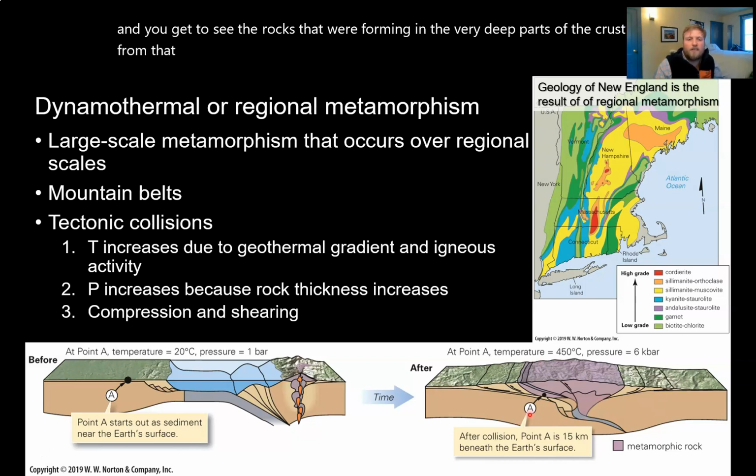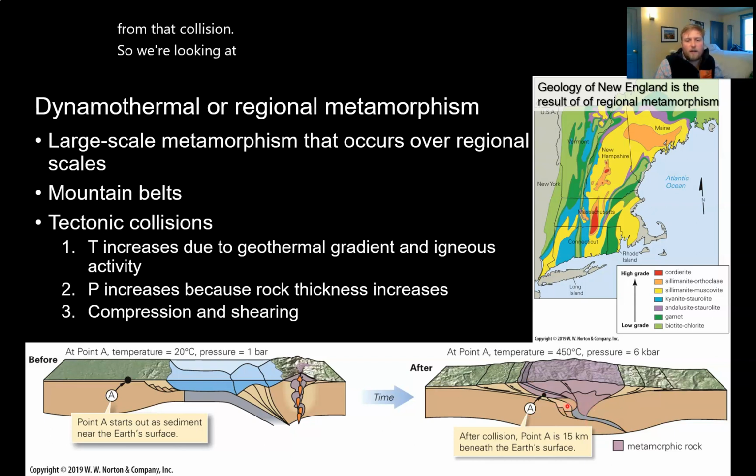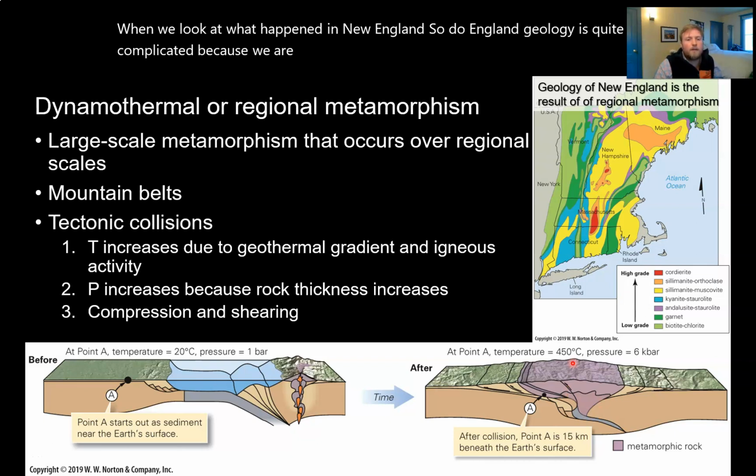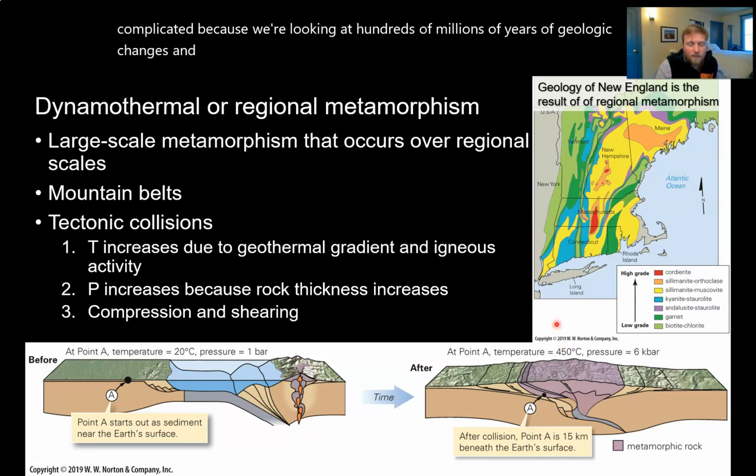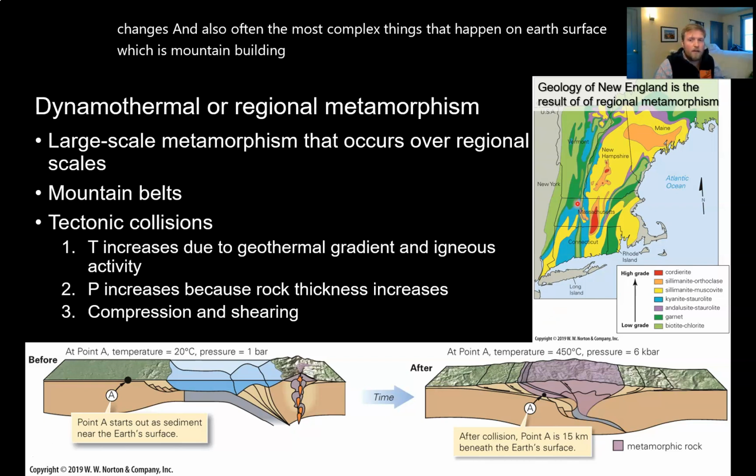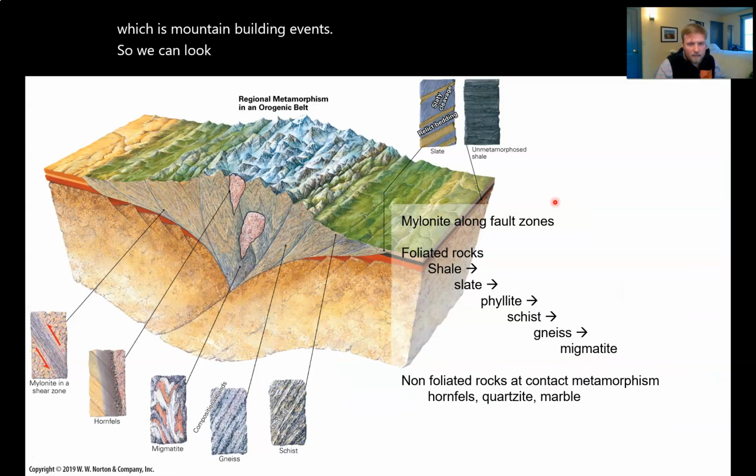Okay, so, right, we are looking at stuff down here, when we look at what happened in New England. So New England geology is quite complicated because we are looking at hundreds of millions of years of geologic changes, and also often the most complex things that happen on Earth's surface, which is mountain building events. Okay, so we can look at this diagrammatically, right?